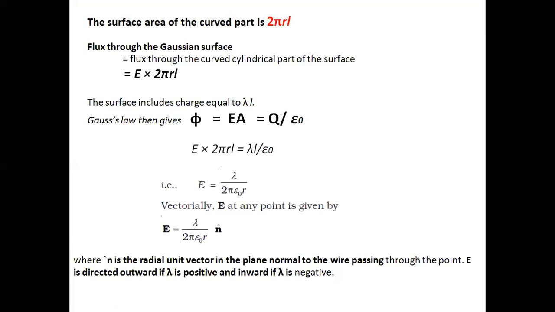n cap is the radial unit vector in the plane normal to the wire passing through the point, and E is directed outward if lambda is positive, and inward if the value of lambda is negative. That means when E is directed outward, the value of lambda is positive, and when E is inward, lambda is negative.